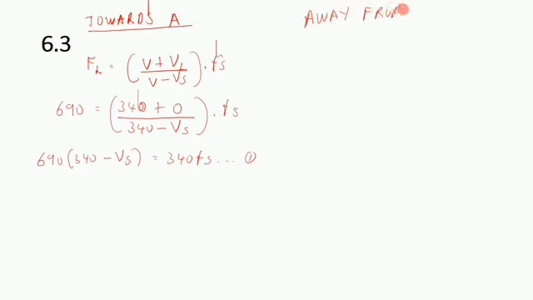So away from A, this is away from B, where it's moving away from B, and then we have FL equals... so we have the frequency of the listener equals V minus VL, because remember, when it's moving away, the negative is on the numerator and the positive on the denominator. Then Vs, and then multiply that by the frequency of the source.